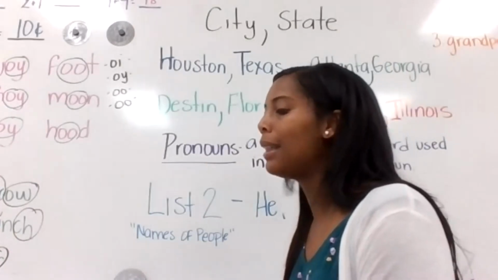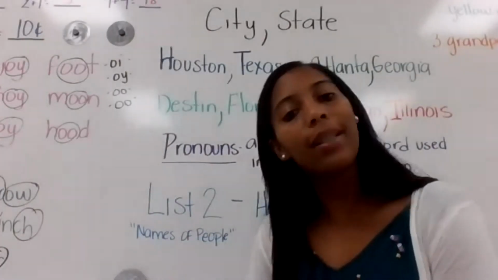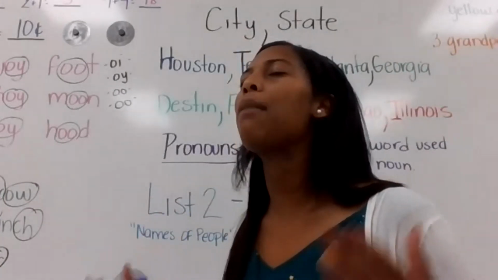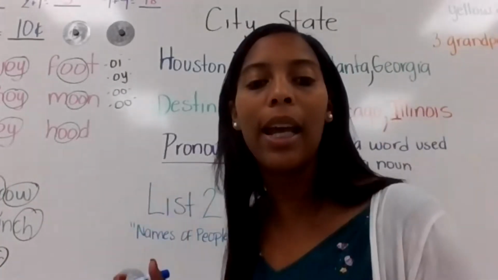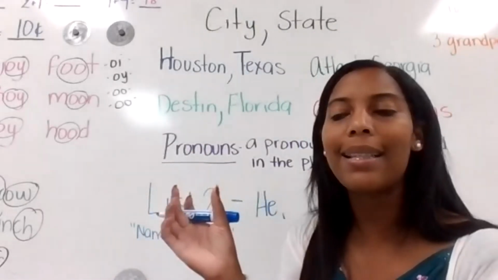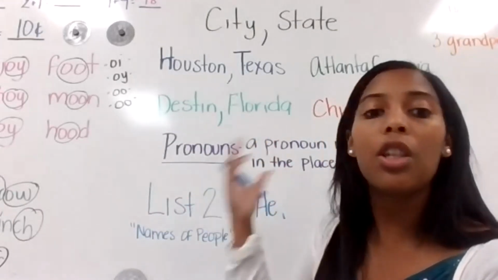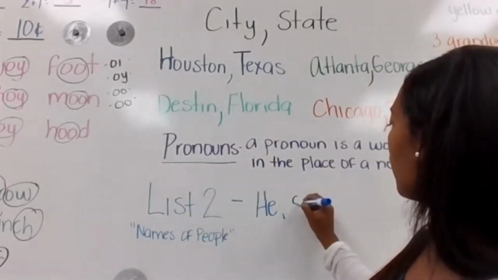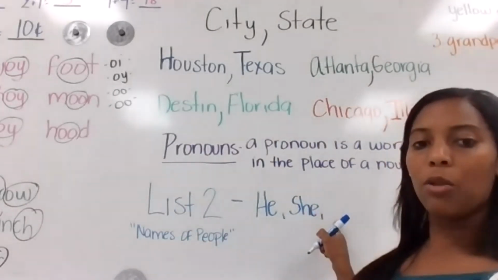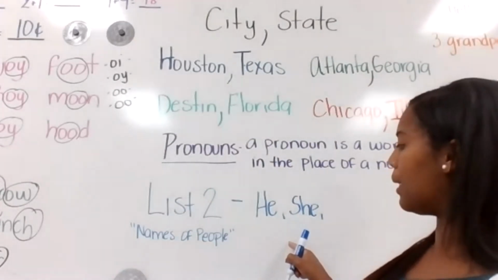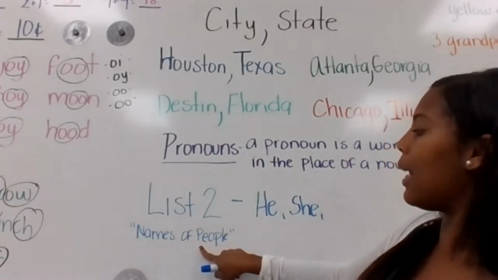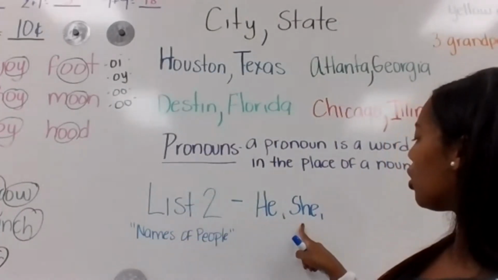So let's do another one. Lily will dance on stage. So we have the girl's name, Lily. We don't want to say her name. We want to use a pronoun in place of her name. Instead of saying Lily will dance on the stage, what could I say instead of Lily? She will dance on stage. She. So these are two pronouns we use for names of people. Are you listening? So instead of saying someone's name, we would say he, she.